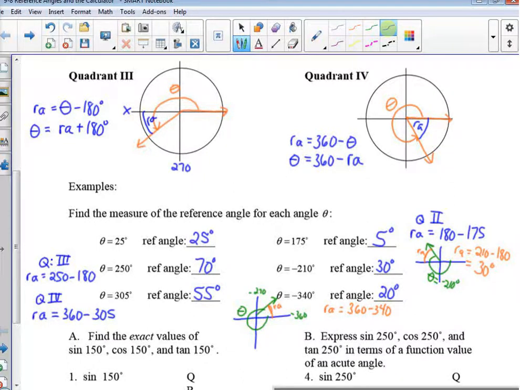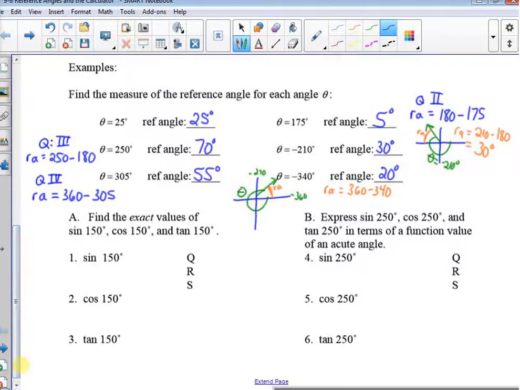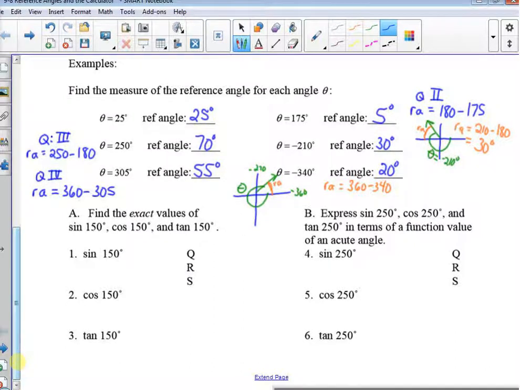So down here, find the exact values of sine 150, cosine 150, and tan 150. If this is difficult for you, then draw a picture. I need pictures, so I will probably draw pictures on all of them, like I did on the last two.